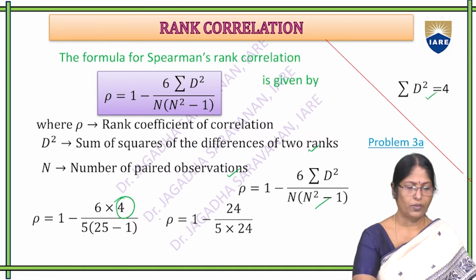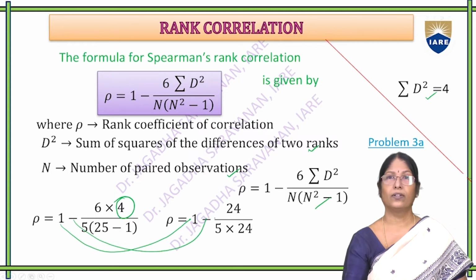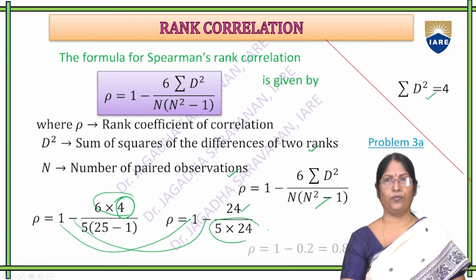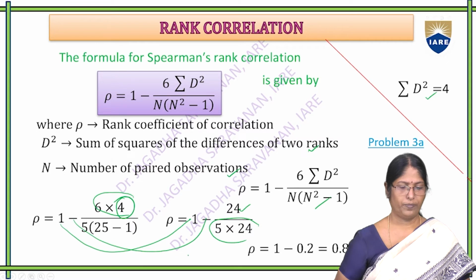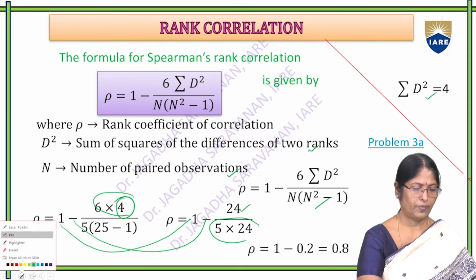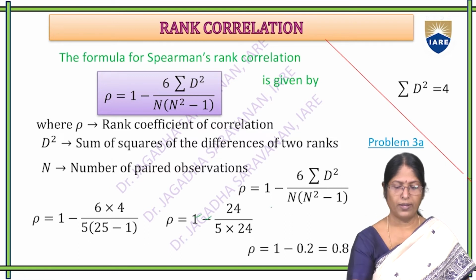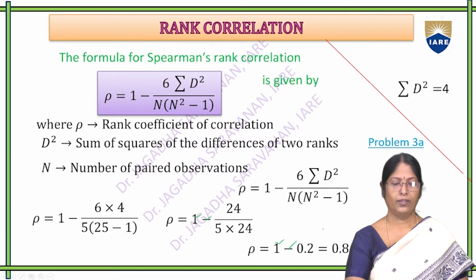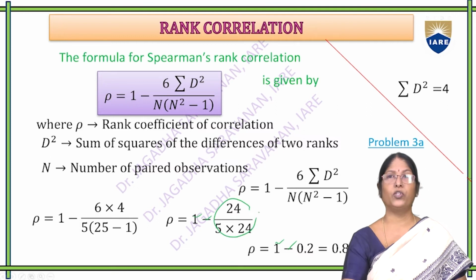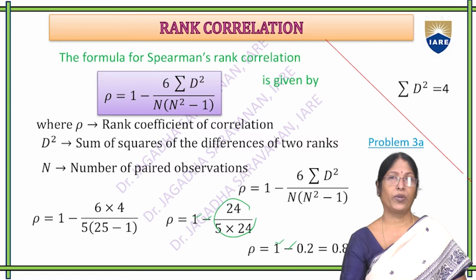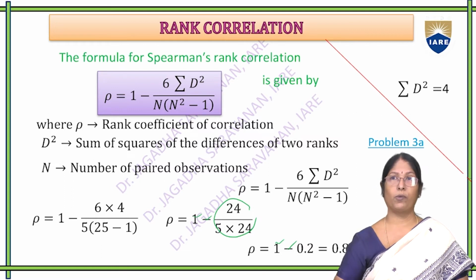So now, 1 minus, as it is, the numerator part 24, the denominator part 5 into 24. So rho equal to 1 minus, as it is written. This simplification is nothing but 1 minus 0.2, which is equal to 0.8. So we completed the third problem also.